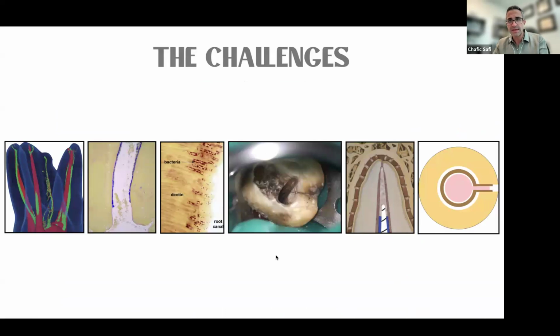So now that we've looked at how to switch from a rotary instrumentation to an anatomical instrumentation, we still have to deal with the biofilm and how bacteria travel all the way to the dentinal tubules.